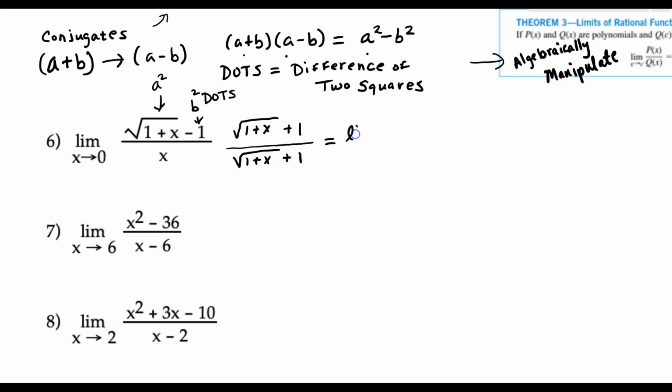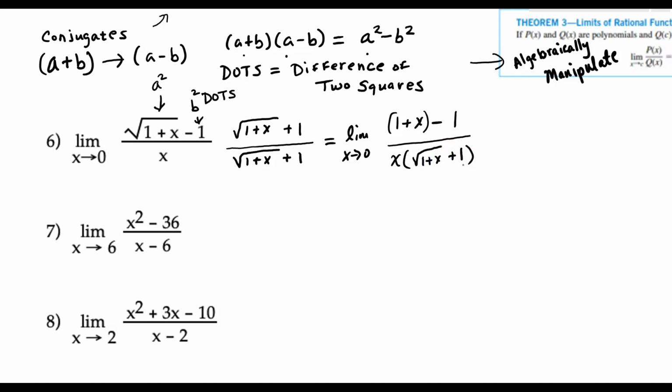Okay, so you have the limit as x approaches 0, and you have to keep writing that. Keep that in mind. You're going to have 1 plus x minus 1. Now, when you square 1, you still get 1. And then in the denominator, you're going to have x times the square root of 1 plus x plus 1. So no big deal there.